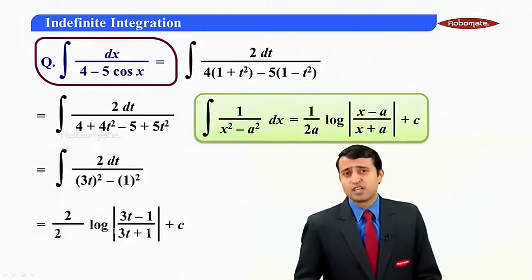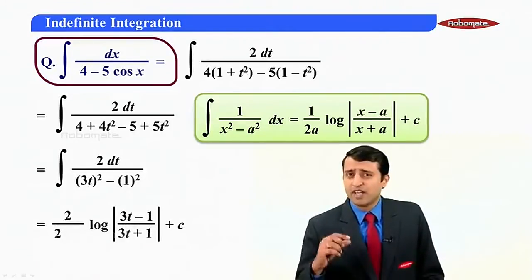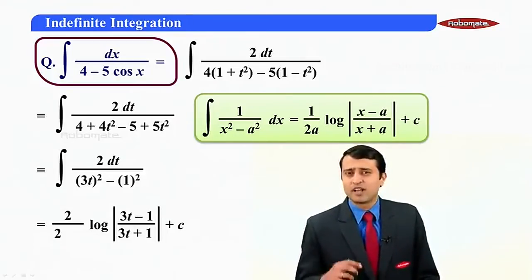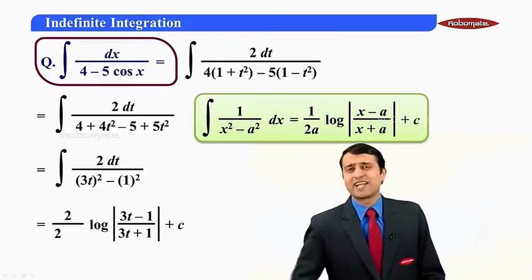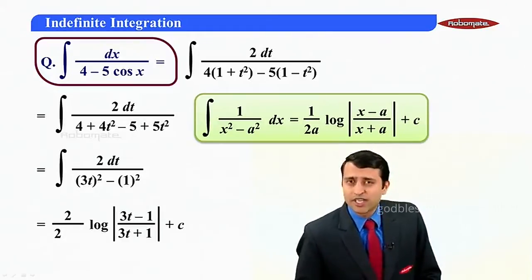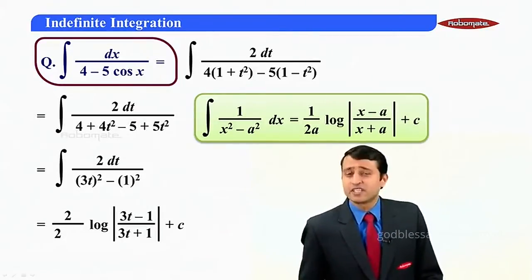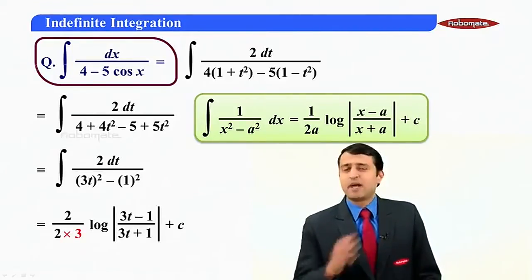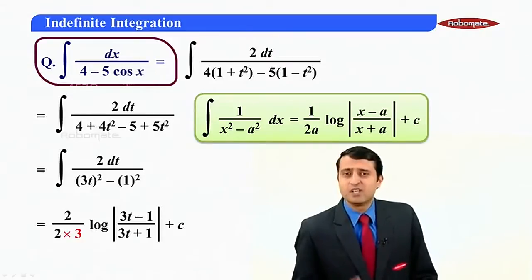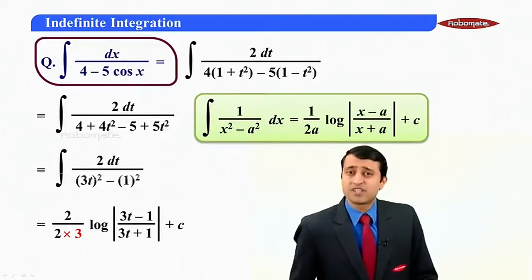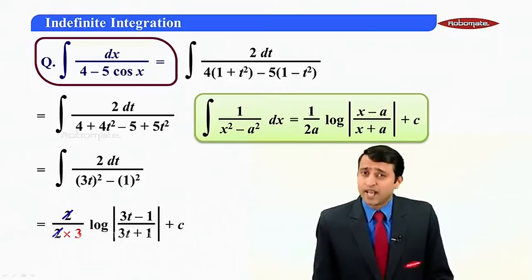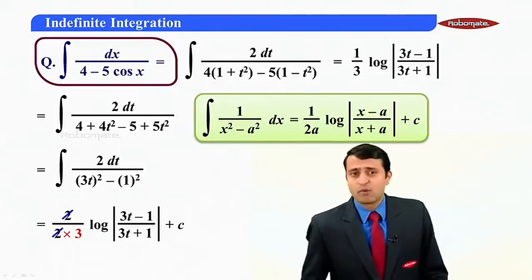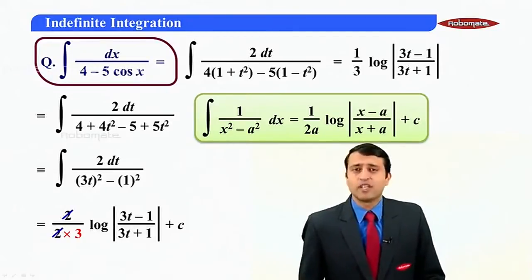Now my dear students, you may feel something awkward at the beginning of log. The 2 in the numerator and the 2 in the denominator are not aligned because I am forgetting something. We also need to observe that the coefficient of t in this case is 3, so we need to divide by 3. Is that okay? Now my dear students, this is my final answer. So let us simplify and check which option is the correct one. 2 and 2 will cancel to give me 1 by 3. So let me put that 1 by 3 log mod of 3t minus 1 upon 3t plus 1.